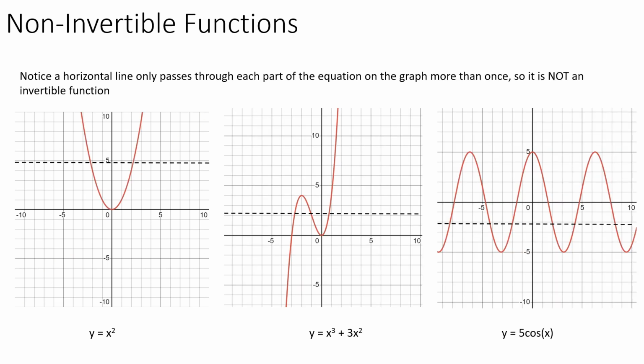Notice these are not invertible functions. We use the horizontal line test. Y equals x squared passes through more than once. Y equals x cubed plus 3x squared passes more than once, actually 3 times in a few areas, between where y equals 4 and y equals 0. And then I've got a cosine wave, y equals 5 cosine of x. And this is not an invertible function because it passes through multiple times.